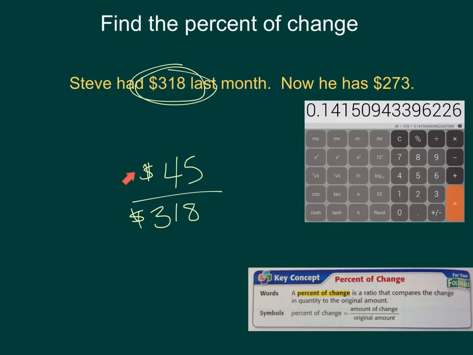So when I calculate this out right here, you can see I get a number that doesn't terminate, or it doesn't end. And so what I'm going to do is, I know that when I change a decimal to a percent, I have to times it by 100. So that would move this decimal 2 places to the right. So it becomes 14.15, and it goes on. And I'm going to round to the nearest tenth here.